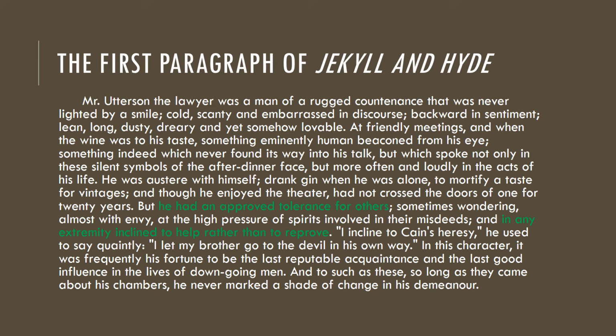This is confirmed if we go a little further, where we're told that he was, in any extremity, inclined to help rather than to reprove. An extremity in this case would mean a bad or difficult situation, and reprove means to reprimand or scold someone for something that they've done. However, when someone is in a bad situation, Utterson does not reprimand or reprove that person. Rather, he is inclined to help. This leads to him often being the last reputable acquaintance and the last good influence in the lives of downgoing men. So, men who are losing their place in society or perhaps their fortune due to their bad actions.